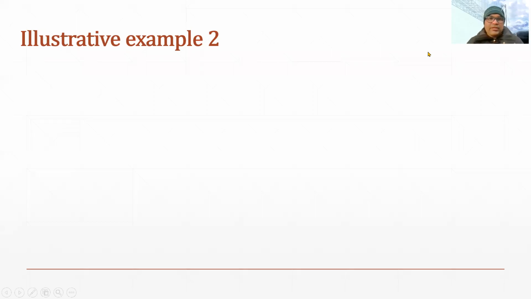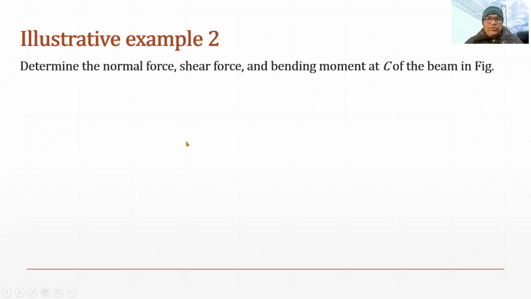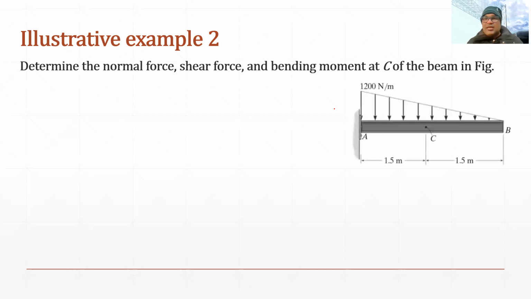Hello, welcome back. So now we will take another example to calculate the internal loading. This time we have to find out the normal force, shear force and bending moment at point C of the beam. And this time we have a cantilever beam which is subjected to a uniformly varying load, which has intensity at point B as 0 and at A, the intensity of the UVL is 1200 Newton per meter. So here we have to find out the internal loading at point C.